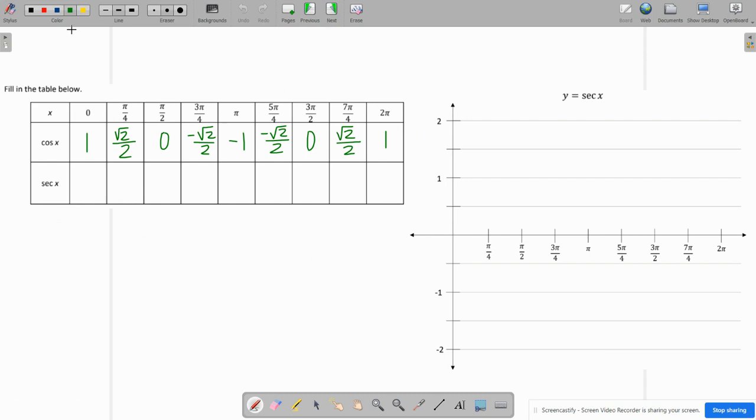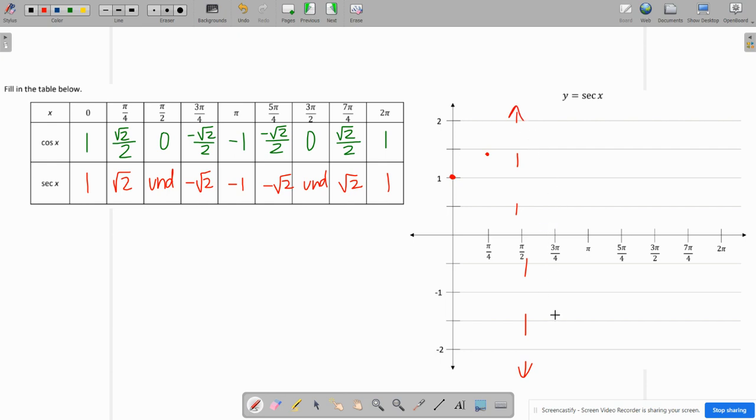I've already filled out the cosine of all of these angles. So therefore the secant, since secant is the reciprocal of cosine, well, the reciprocal of 1 is 1. The reciprocal of root 2 over 2 is root 2. The reciprocal of 0 is undefined. We would have negative root 2, negative 1, negative root 2, undefined, root 2, and 1. So that means the secant of 0 is 1. We're going to have a point here. The secant of pi over 4 is about 1.4. The secant of pi over 2 is undefined, so this would be a vertical asymptote.